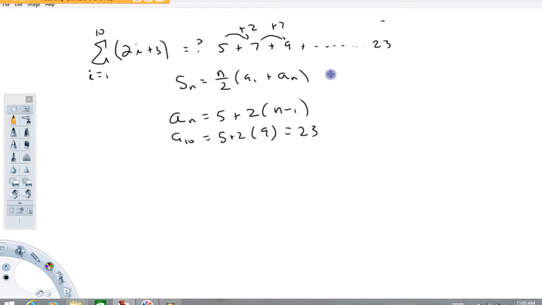So this sum is going to equal n over 2, that's 10 over 2, times a sub 1, which is 5, plus a sub n, which is 23. I'll just go ahead and calculate a value here. Let's see, and I get 140 out of that. So that's what that sum should equal.